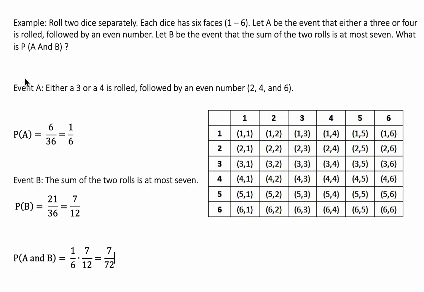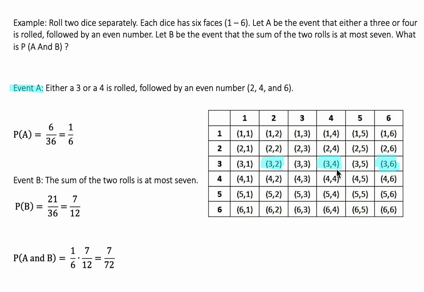So let's look at event A first. For event A, we're looking to see if a 3 or 4 is rolled first and then an even number. Since we're looking at the numbers 1 through 6, the even number that would be rolled on the second die would have to be 2, 4, or 6. So if we want a 3 or a 4 to come first, we have this possibility of 3 and 2, or we can get a 3 and 6.